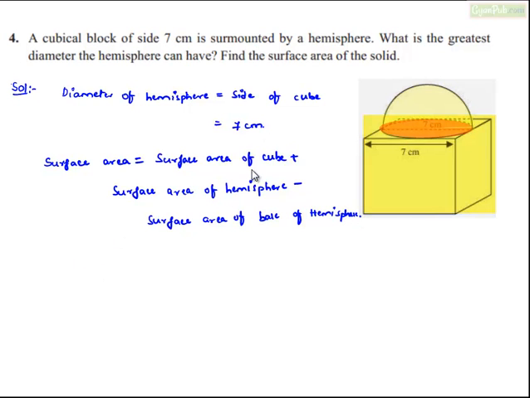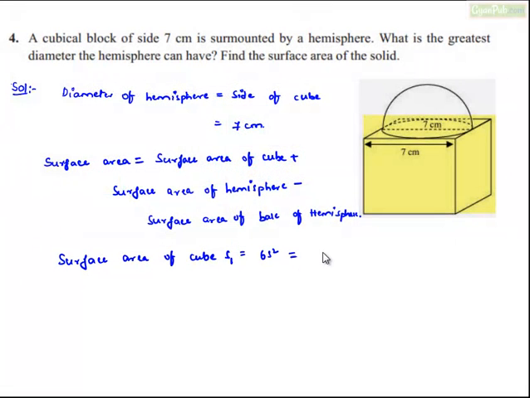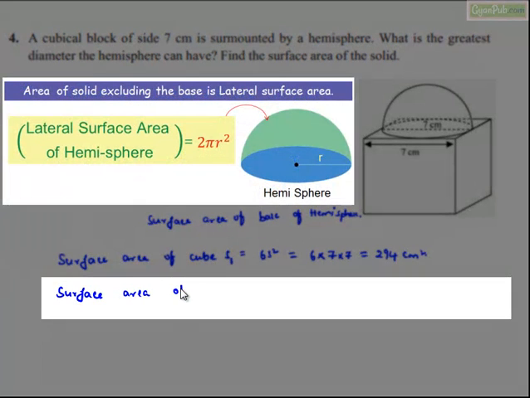So here we have side of the cube as 7 centimeters. We know that surface area of cube, let it be S1, is equal to 6s square, which is equal to 6 times 7 into 7, that is 294 centimeters square. Similarly, surface area of hemisphere.